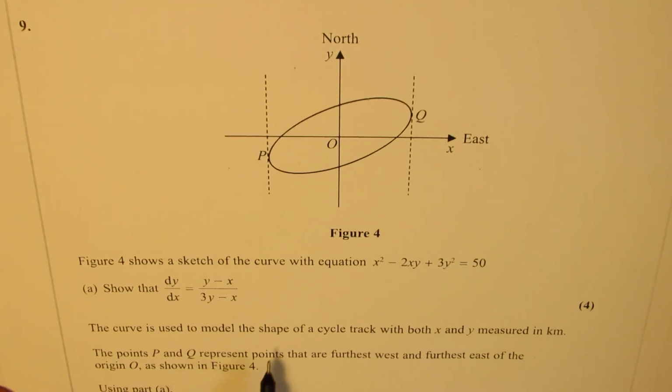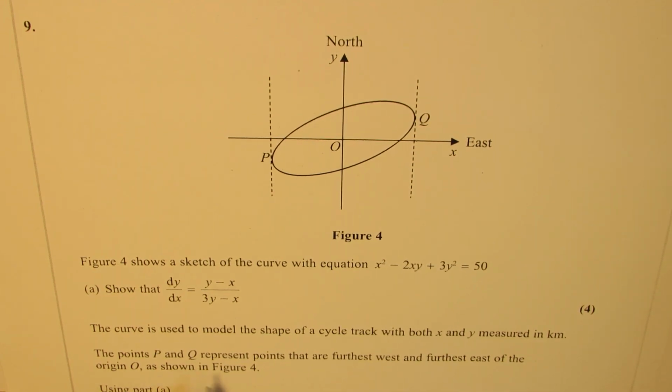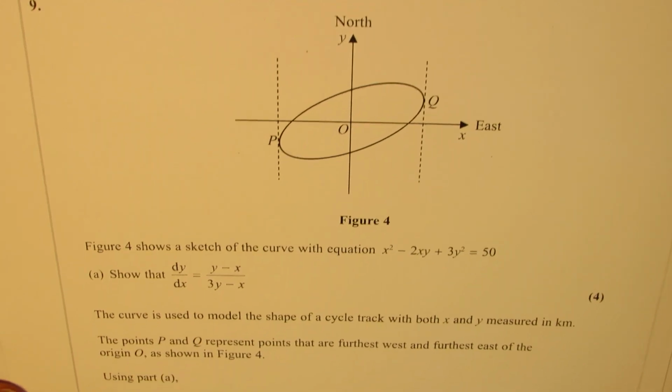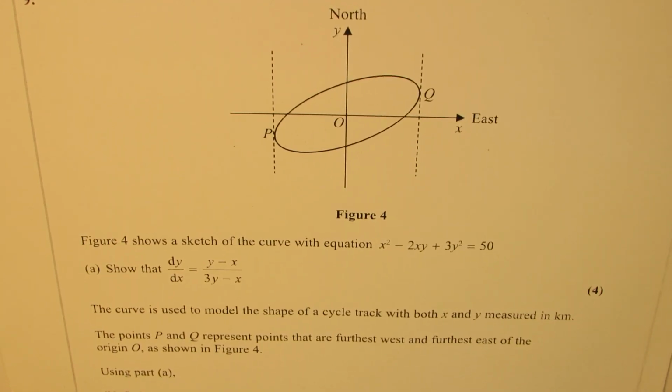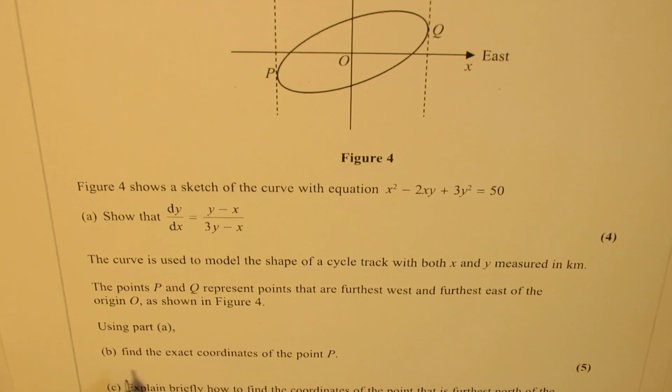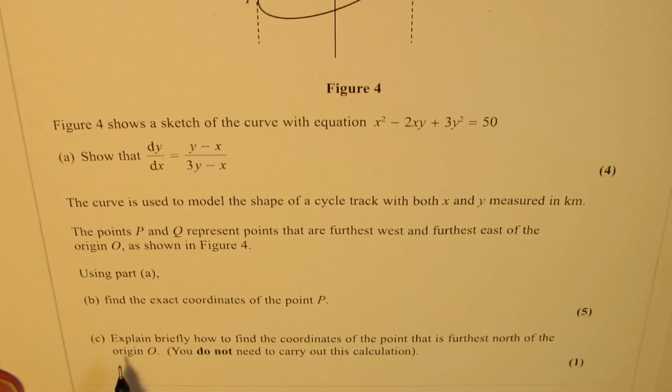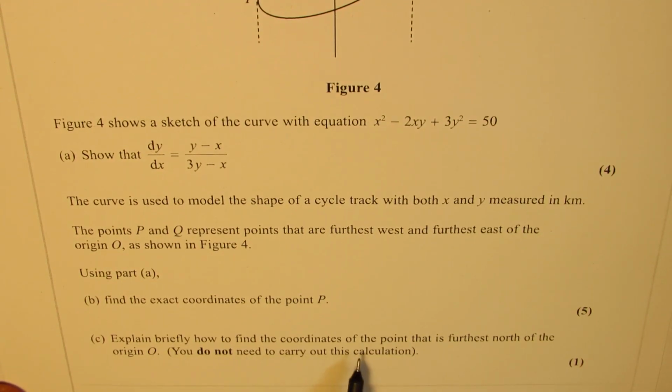The curve is used to model the shape of a cycle track with both x and y measured in kilometers. The points P and Q represent points that are farthest west and farthest east of the origin O, as shown in the figure. Using part A, find the exact coordinates of point P. And part C: explain briefly how to find the coordinates of the point that is furthest north of the origin. You do not need to carry out this calculation.